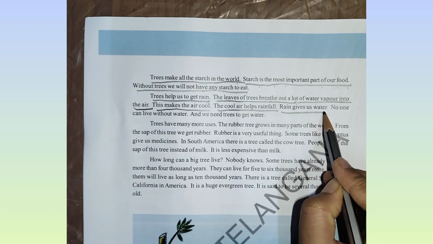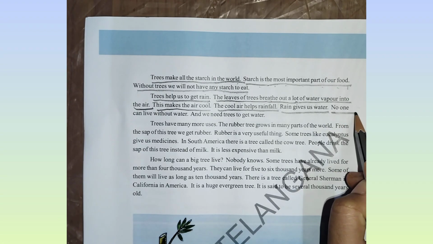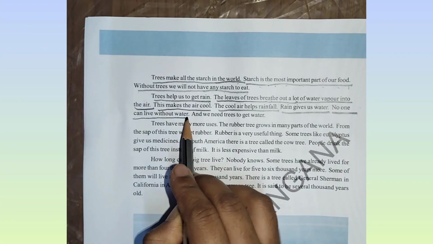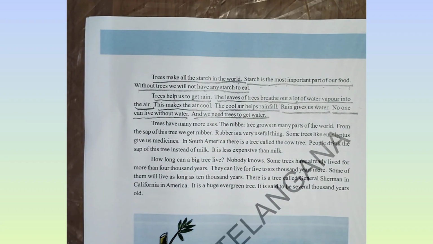Rains give us water. Obviously no one can live without water, and we need trees to get water. Without food a person can live for some time, but without a single drop of water nobody can live. Not only people, even animals cannot live without water.